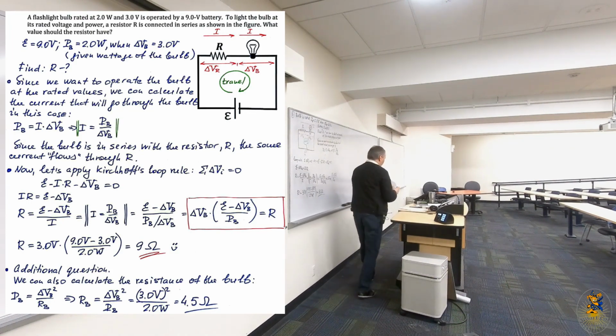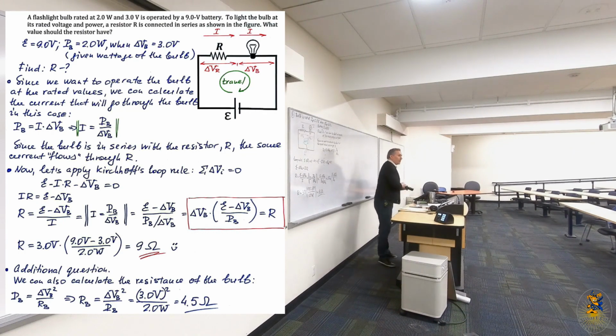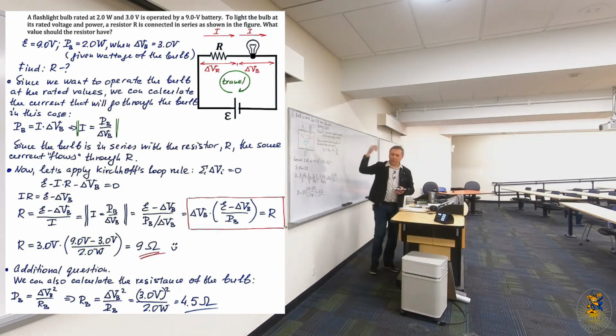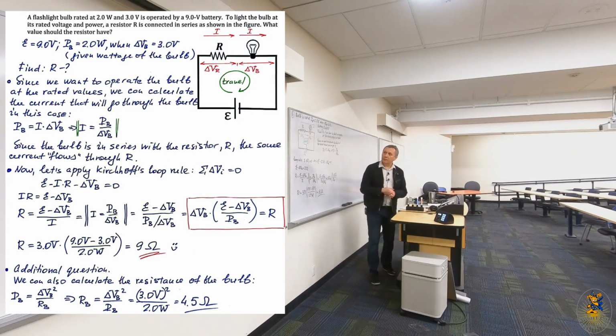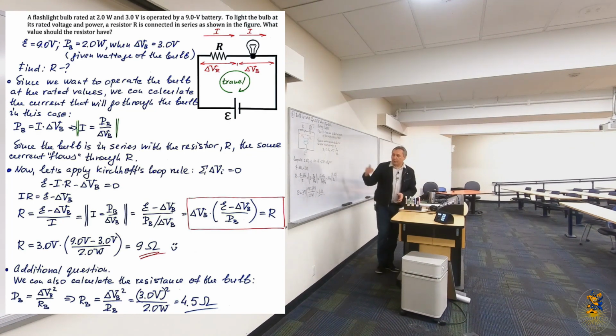In order to operate our bulb at the rated values of what company provides. So they expect that light bulb, okay, flashlight bulb should operate at 3 volts. And in this case, it will generate 2 watts of power. Actually, yeah, problem is solved.